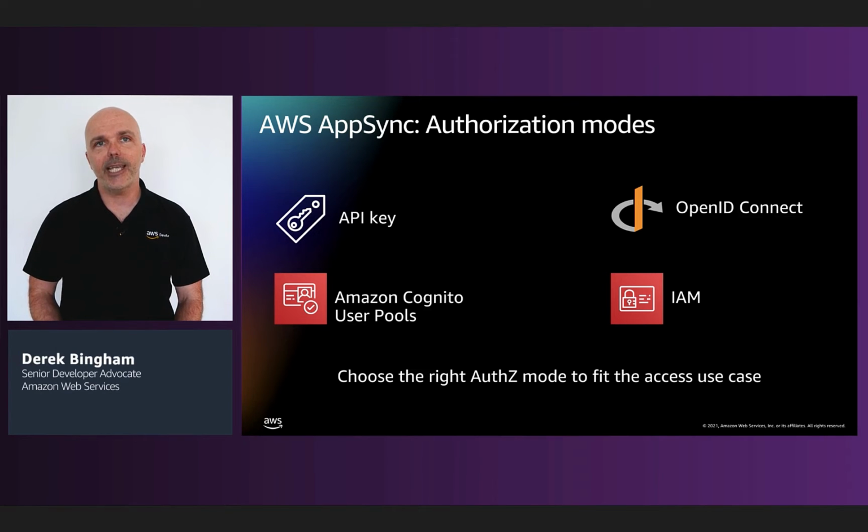It supports API keys. It also supports OpenID Connect or OIDC and JWT tokens. It supports Amazon Cognito user pools, which also use JWTs. And finally, it also supports granting authorization based on permissions set up by AWS Identity and Access Management Service, or AWS IAM. So you have the flexibility to choose the right authorization modes that help with your particular use case. So as you can see, it's important to understand which authorization mode makes sense in different situations. So let's go into a bit more depth on each.